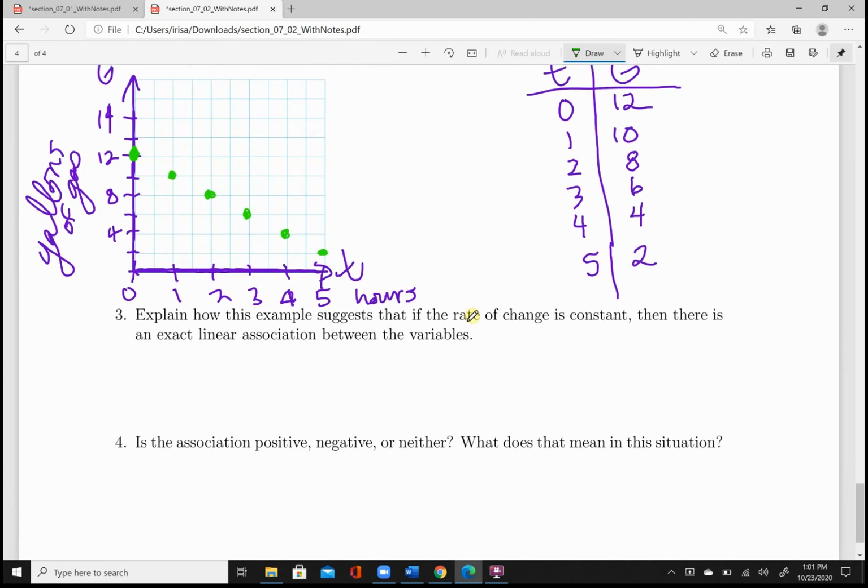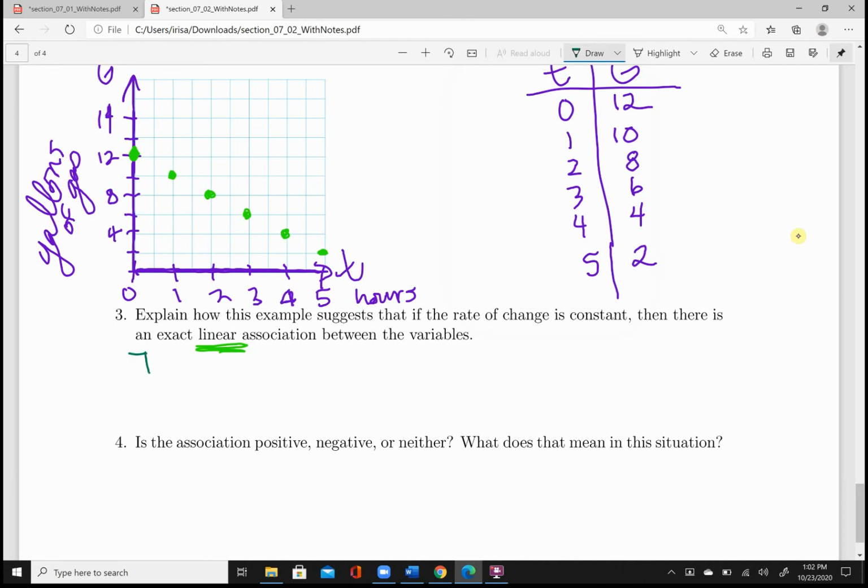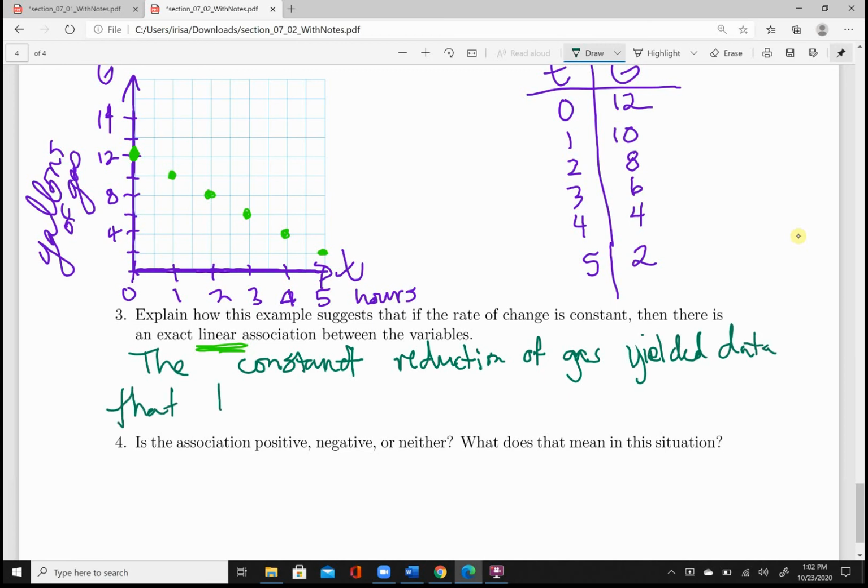For number 3, it asks, explain how this example suggests that if the rate of change is constant, then there is an exact linear association between the variables. Well, the rate of change is a constant. You're decreasing by 2 gallons for every hour, right? So certainly that's true. And check out the data that came about from using that bit of information. All of the ordered pairs lie clearly on a line, so therefore the association is obviously linear. So let me go ahead and write a little blurb about that. The constant reduction of gas yielded data that lies on a line, making the association linear.